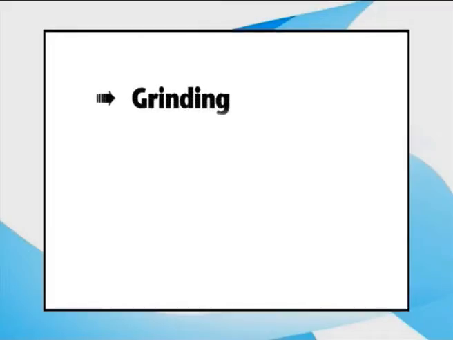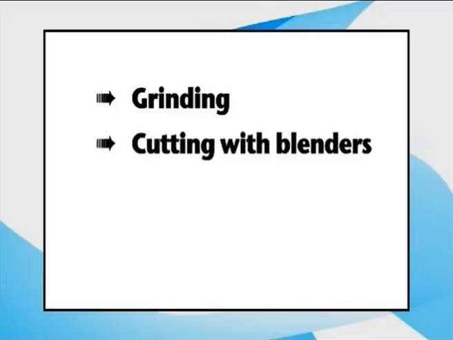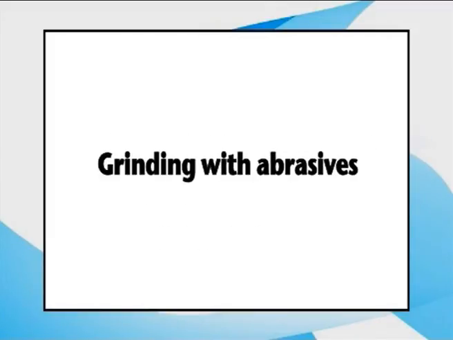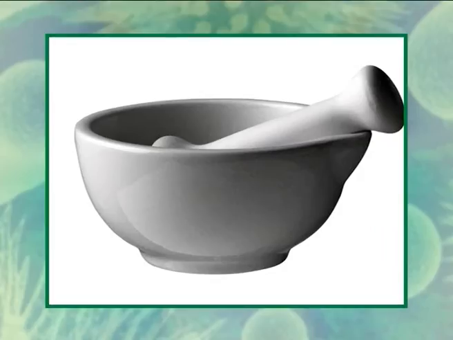There are different methods available for breaking open the cells depending upon the type of experimental material. Some of them are grinding, cutting with blenders, sonication, and osmotic shock. Grinding with abrasives. Grinding in a mortar and pestle in presence of sand or alumina is a useful method for disrupting bacterial or plant cells. Cell walls are ripped off by the abrasive. However, this method is appropriate for handling relatively small samples.